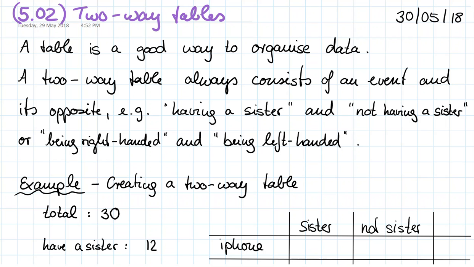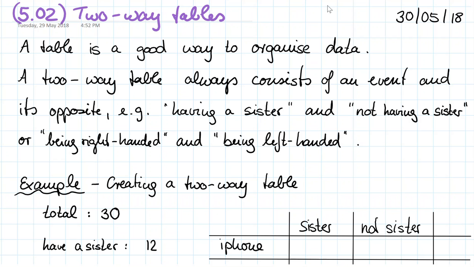Our next topic is two-way tables. What is that? So first of all, a table is a good way to organize data. And a two-way table in particular always consists of an event and its opposite. That can be the event having a sister, and then the opposite would be not having a sister. Or being right-handed, and then the opposite would of course be not being right-handed, or you could say being left-handed.